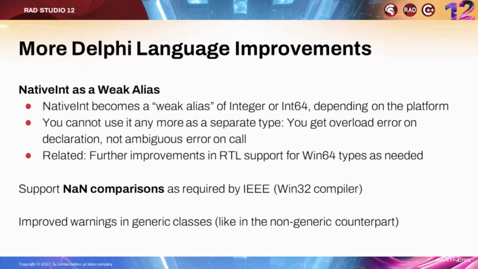A few more things we've done to the Delphi language. One, we've introduced for the first time the concept of a weak type alias, and that is done for NativeInt. So NativeInt used to be a separate type that was floating, so it was behaving differently on 32-bit and 64-bit platforms. Now NativeInt keeps behaving the same, but it's a weak alias, meaning you cannot use it as a way to overload a data type.